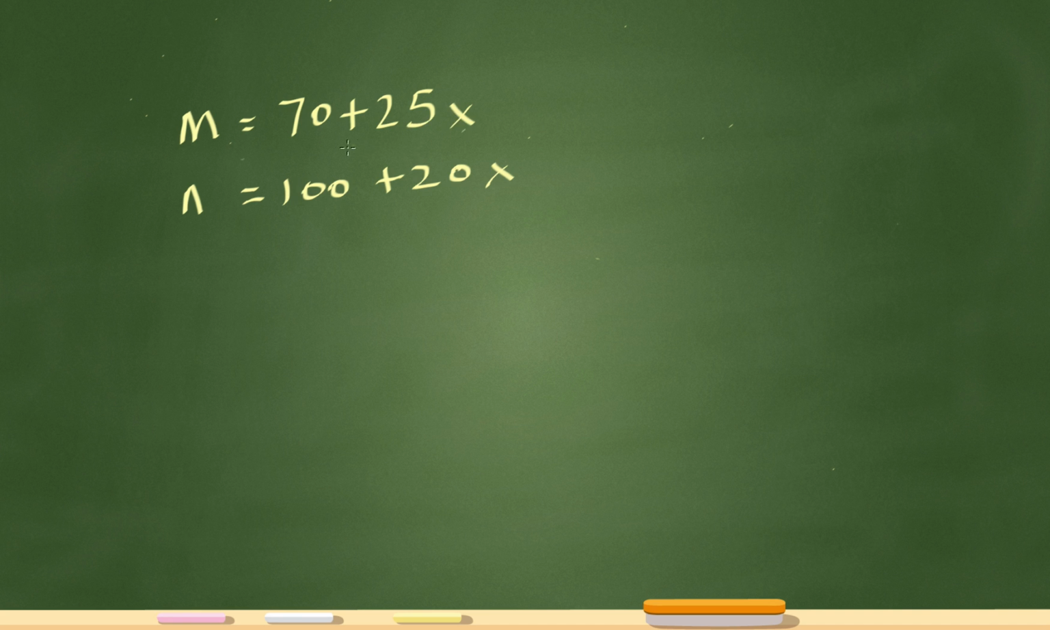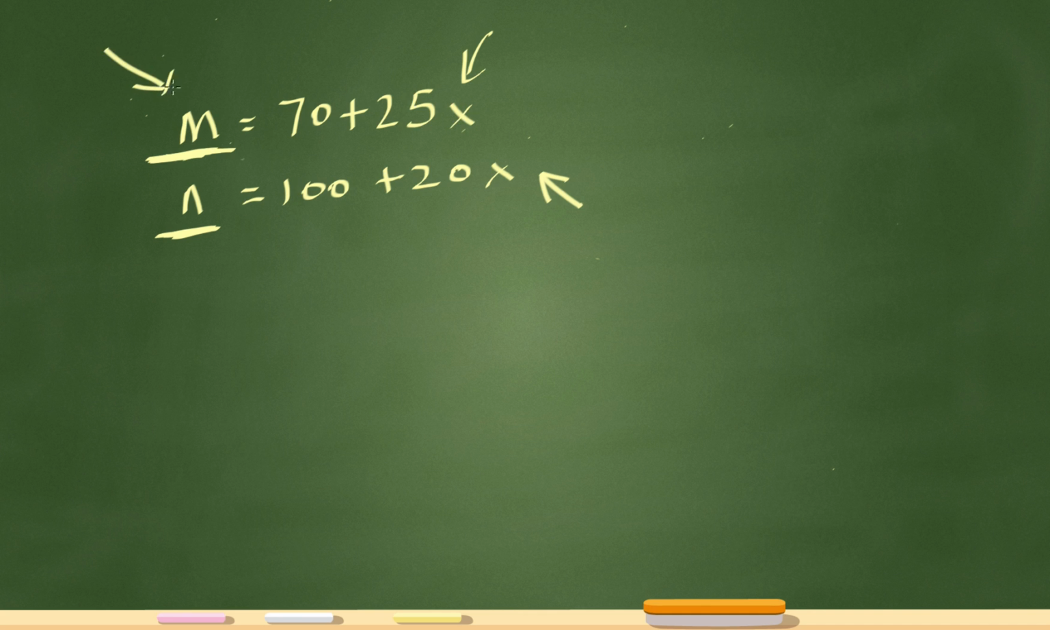The problem is saying x represents the number of weeks since they started saving. M represents the money Maria is going to have, and n represents the money Nathan has. And here's the question: how many weeks will it take them to have an equal amount of money saved? So the money that Maria has and the money that Nathan has needs to be the same, and I'm trying to figure out when that's going to be.